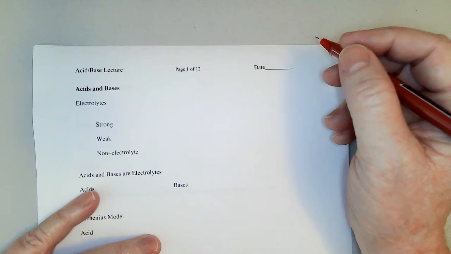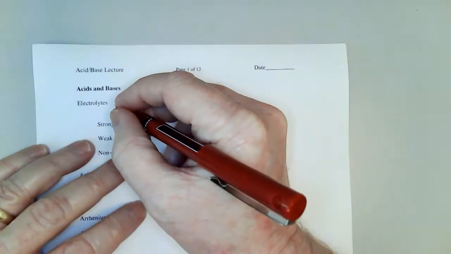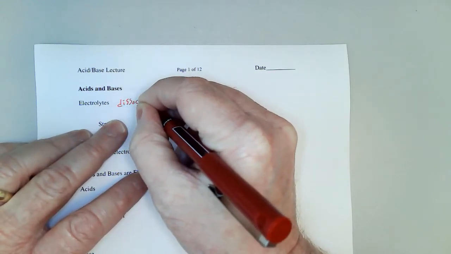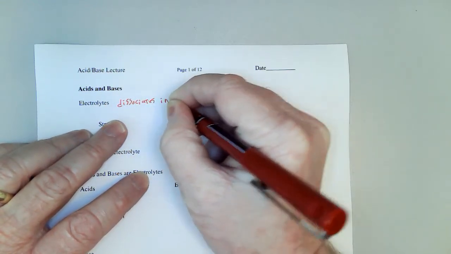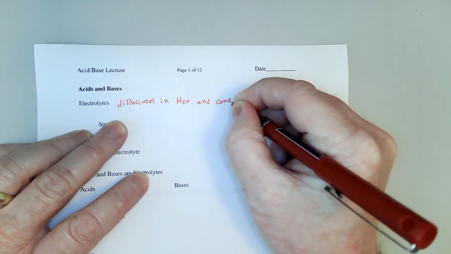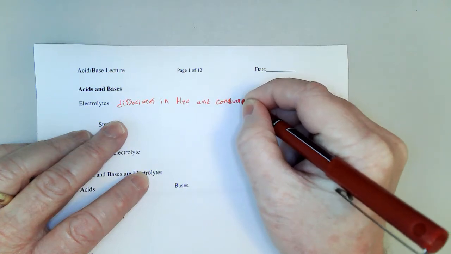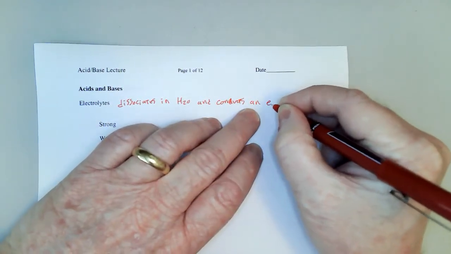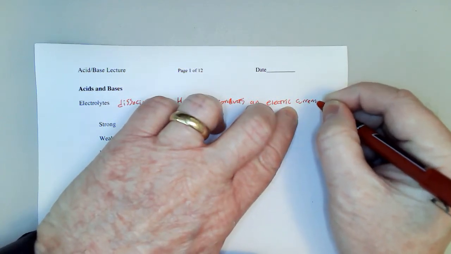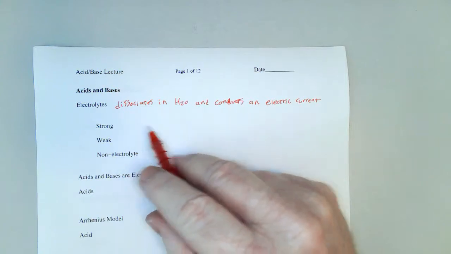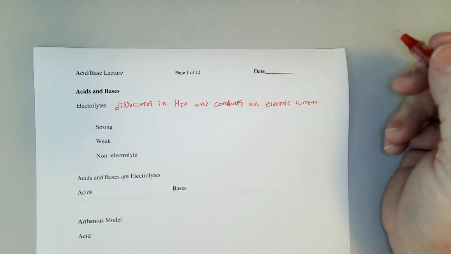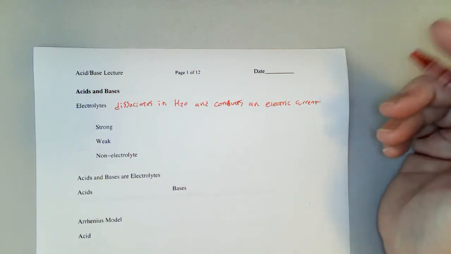We're going to start off with a brief review of the concept of electrolytes. Now an electrolyte is something that dissociates in water and conducts an electric current. We could basically just be saying something that's ionic, because that was also how we described ionic substances. But it does hold for polar covalent also.